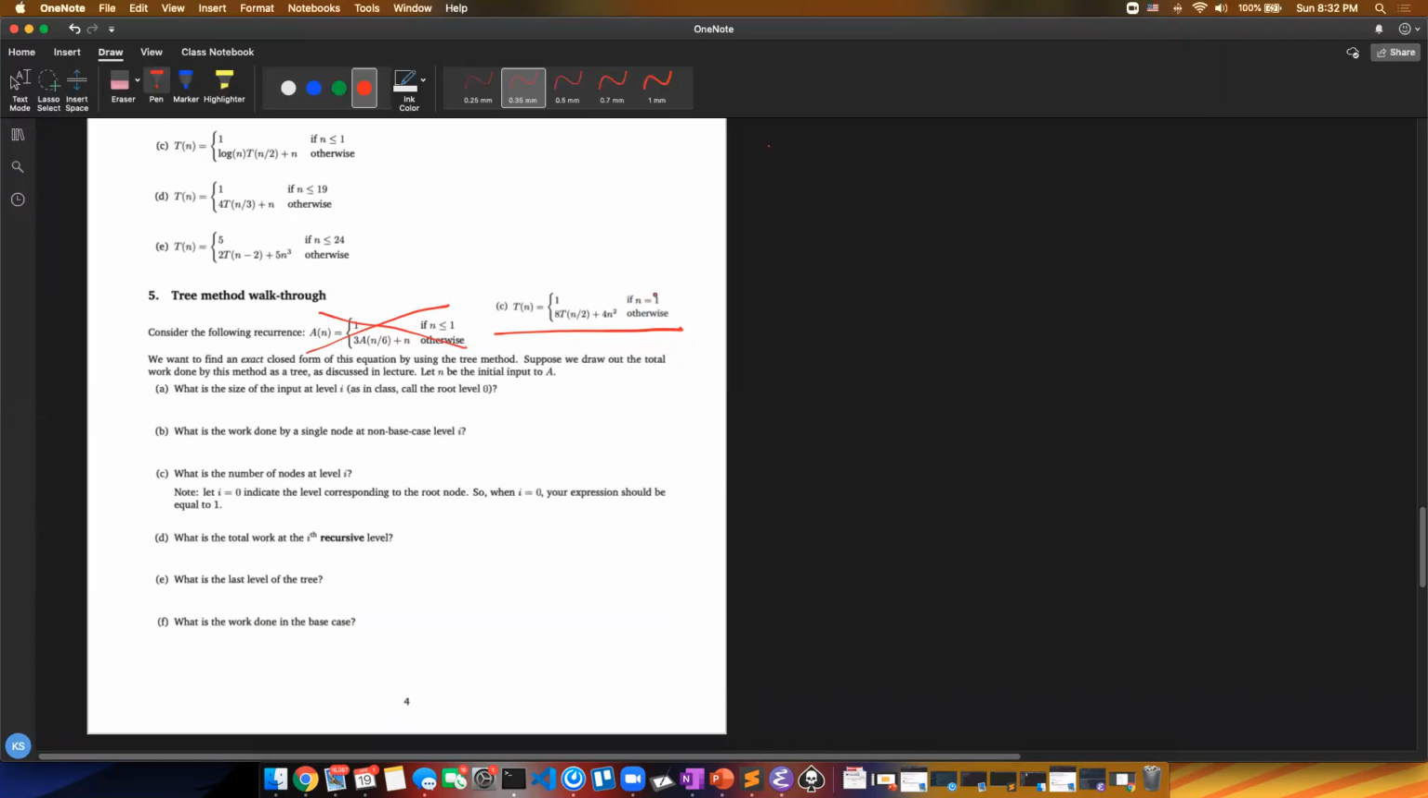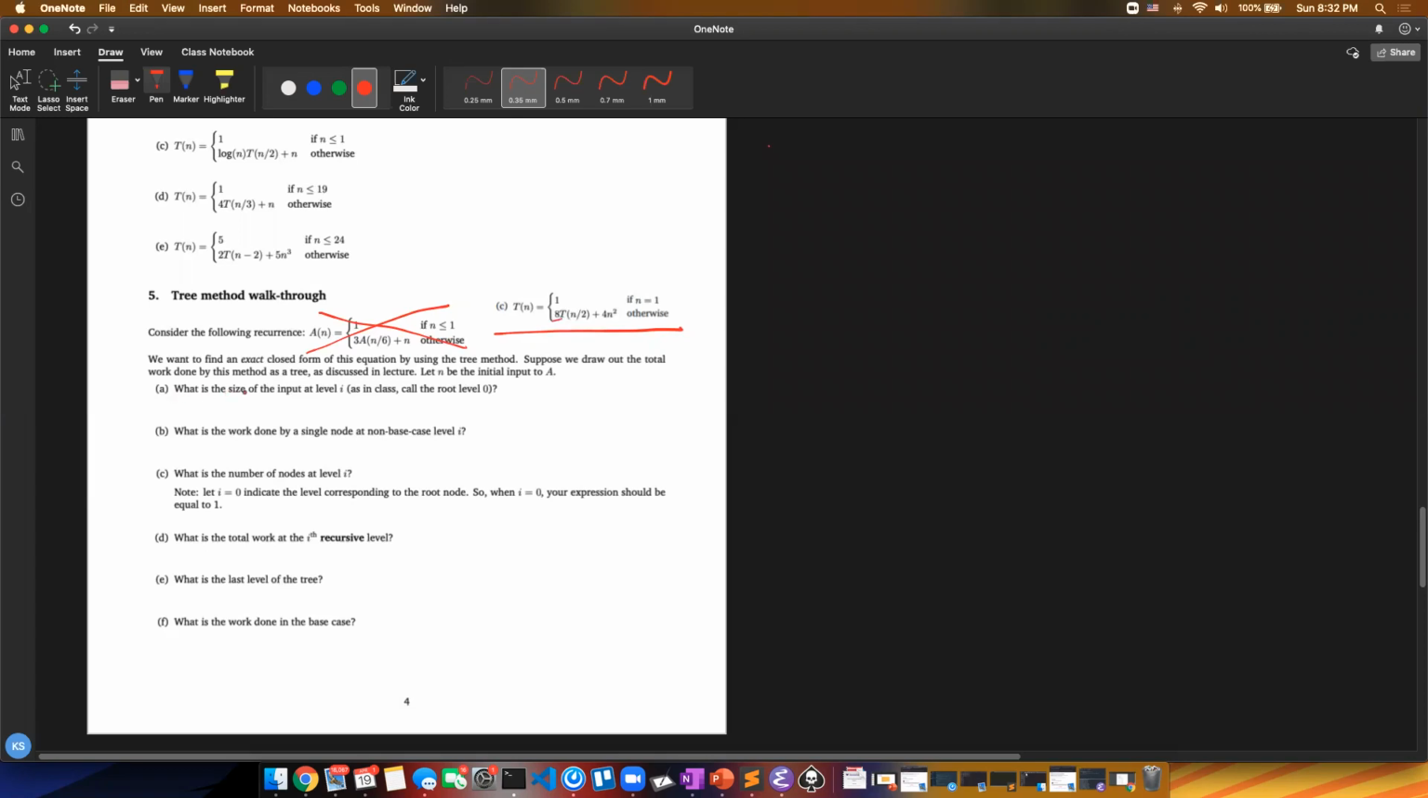It seems like in this case, we have a base case, which does some constant work, 1, if n is equal to 1. And we have this recursive call. So it seems like there are 8 recursive calls, given by this 8 right here. And at each recursive call, our input gets smaller, to n/2. And at each non-base case, we do 4n squared amount of work. Right? And so let's go step by step on this.